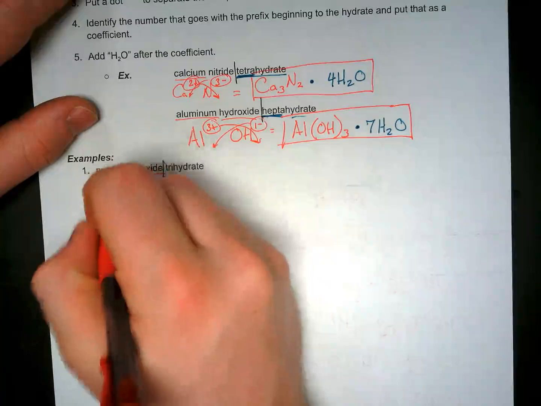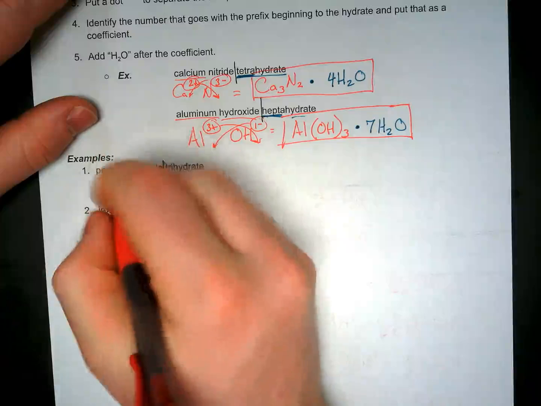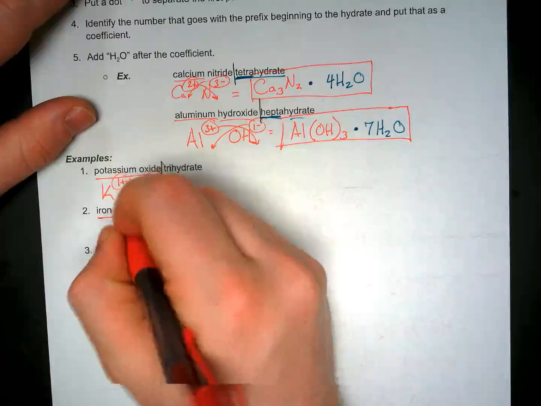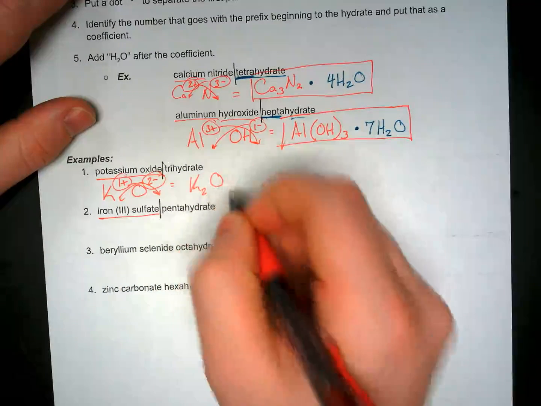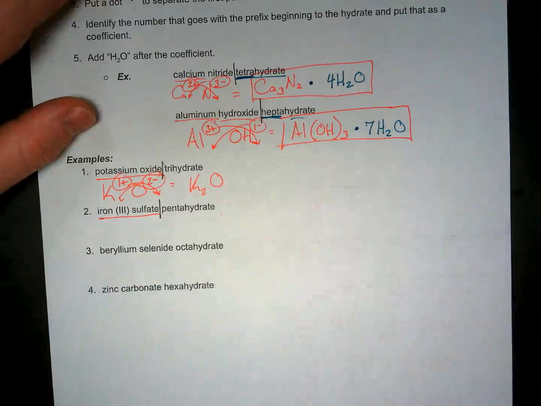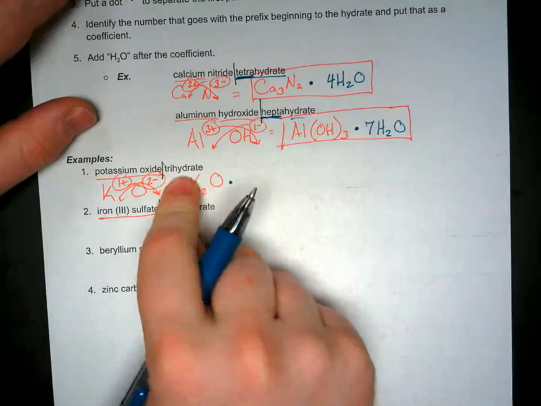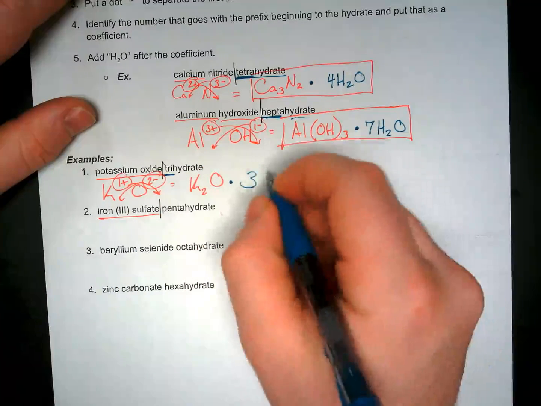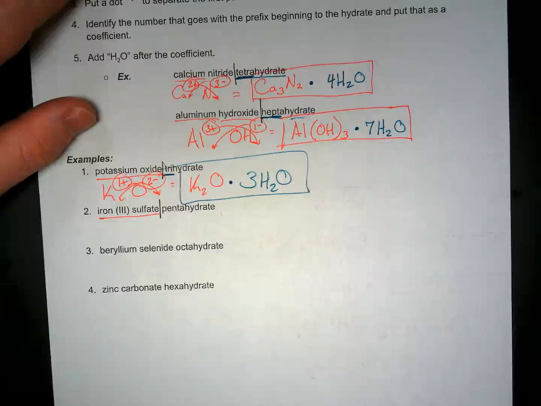So potassium oxide. So potassium is going to have a charge of 1+. Oxygen has a charge of 2-. I'm going to crisscross here. And I've got K2O. Then I'm going to worry about my hydrate. So trihydrate. Hydrate. So 3H2O. And I have my answer.